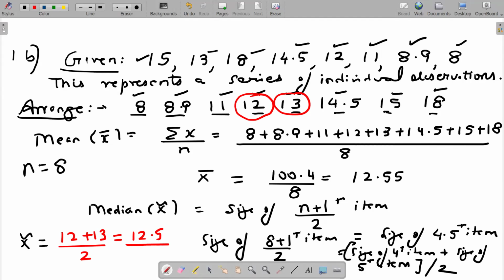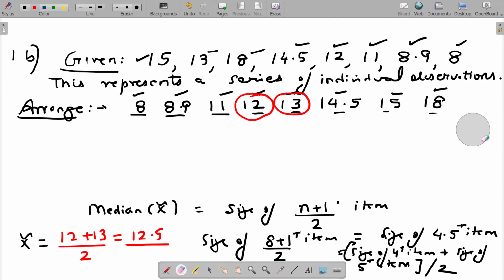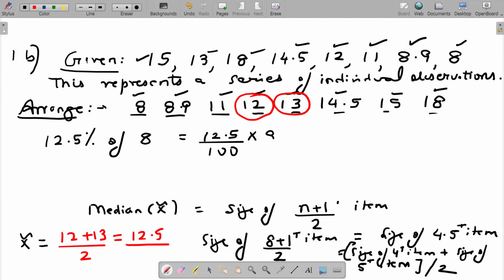And now we calculate the trimmed mean. First of all, we need to calculate the 12.5% trimmed mean. So, how do I calculate that? To calculate the 12.5% trimmed mean, I calculate 12.5% of the total number of observations, which are 8. Okay, so there are 8 observations, right? So this is going to be 12.5 over 100 times 8. 12.5 times 8 is 100, over 100, which is 1.